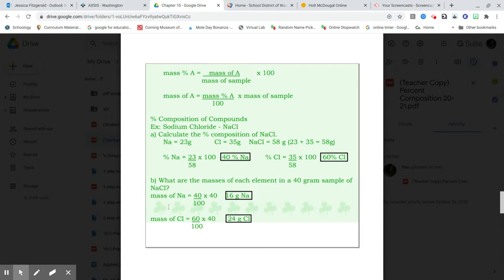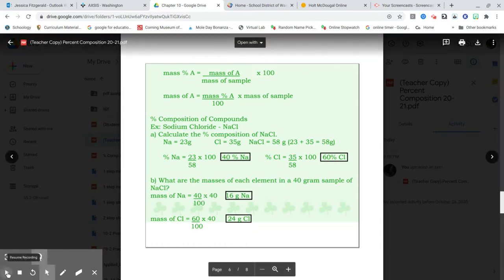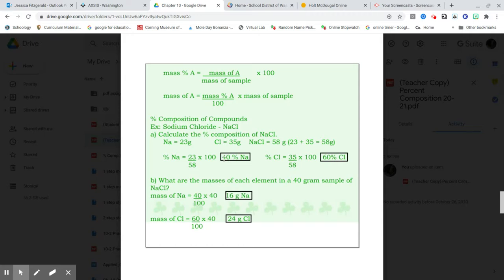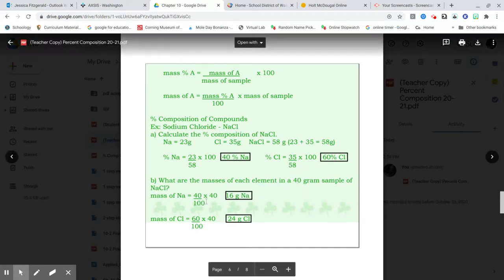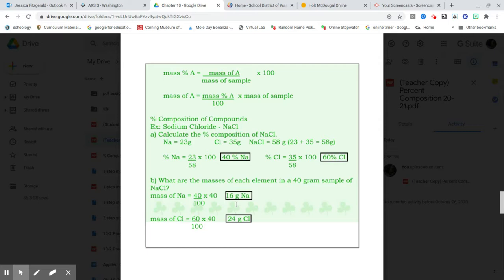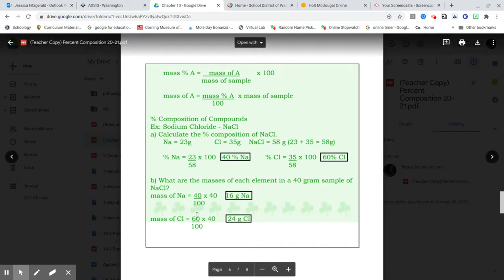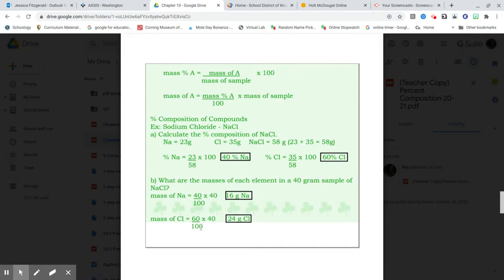So if I want to find my mass of sodium, I take my 40%, and notice I'm just writing 40 here. I'm not putting 40 and then using a percent. So you simply put in your percent number. Again, not the percent sign. So I'll do 40 divided by 100 times my mass of my sample, which my sample mass is 40 grams, which I get 16 grams. To find my mass of my chlorine in this sample, I'll take my percent, which is 60. So I just take the number 60 divided by 100 times 40, and I'll get 24 grams.